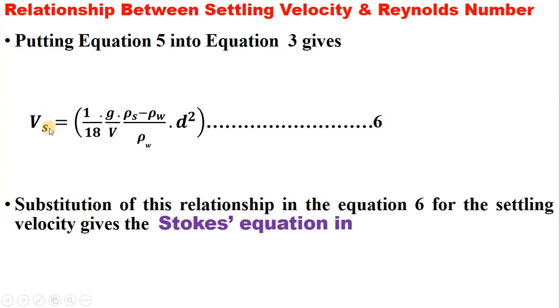the settling velocity is equal to bracket open 1 over 18 multiplied by the gravity constant all over the kinematic viscosity multiplied by the specific density of the particle minus the density of water all over the density of water, multiplied by the diameter square.